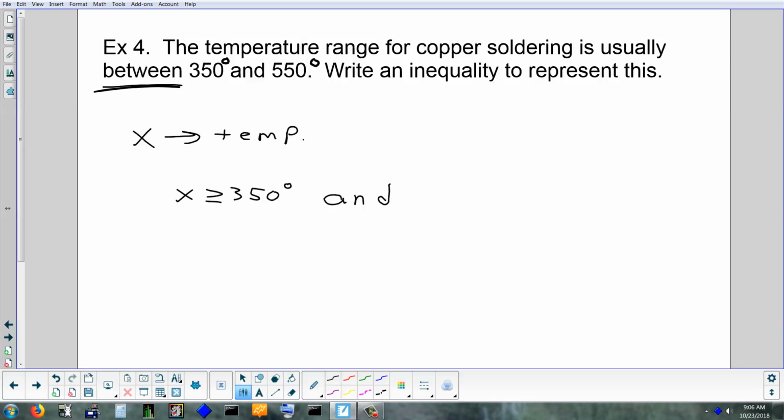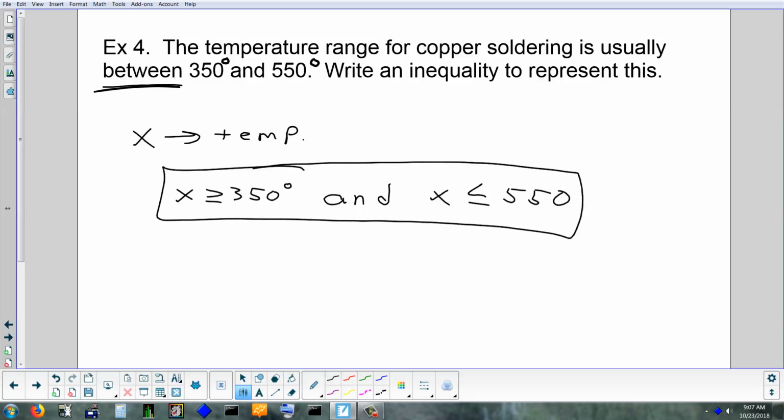And can anyone give me my other inequality to represent the maximum temperature? Nicole? And what do we want to put? Less than or equal to 550. Anything else I need there to make that an inequality? Yeah, I'm going to put my x in. There you go. There's your inequality.